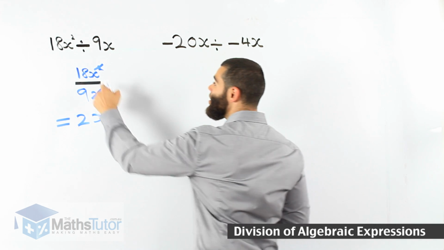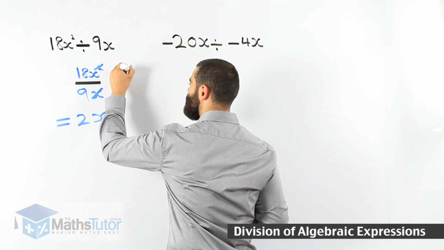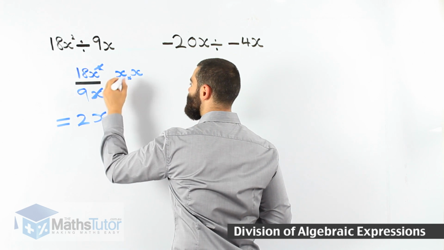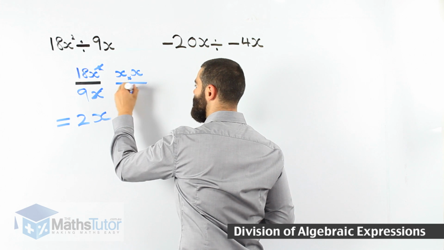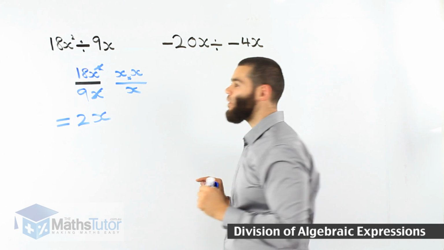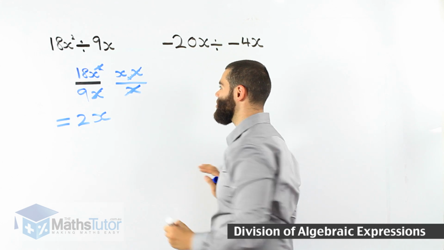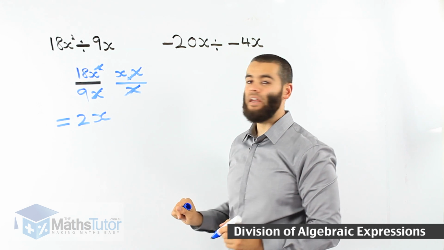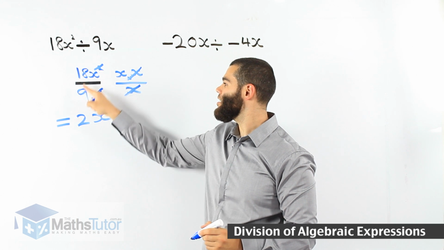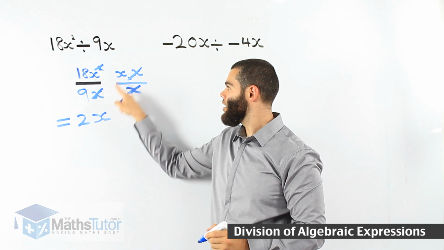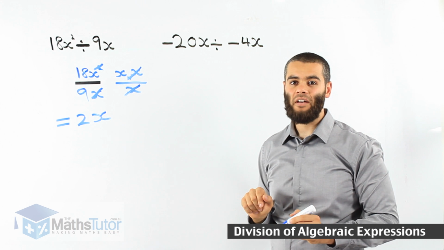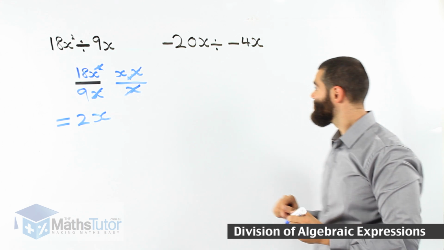So once again, x squared is really x times x. And the x on the bottom, there it is. So x squared is x times x. 1x from the bottom goes with 1x from the top. So we're left with 1x on top. So 18 divided by 9 is 2, and the x on top, so our answer is 2x.